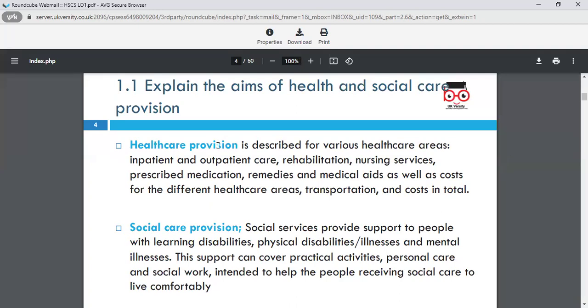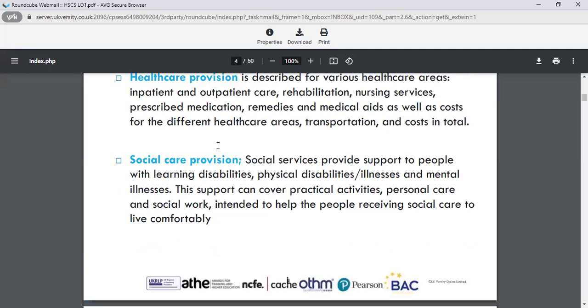And then there's the social care provision, which provides support to people with learning disabilities, physical disabilities or illnesses, and mental illnesses. This support will provide practical activities, personal care and social care intended to help the people receiving social care to live comfortably.